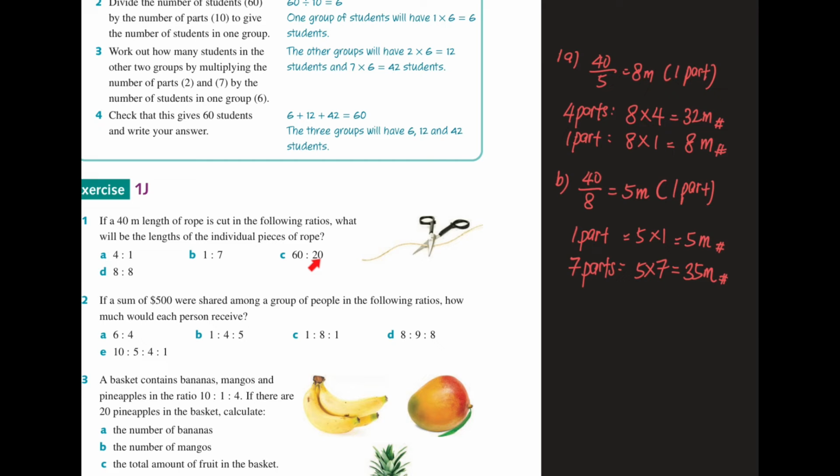Then the next one, part C, we have ratio of 60 to 20. So 60 plus 20 altogether there are 80 parts. Okay, so let's find out first how big is one part.